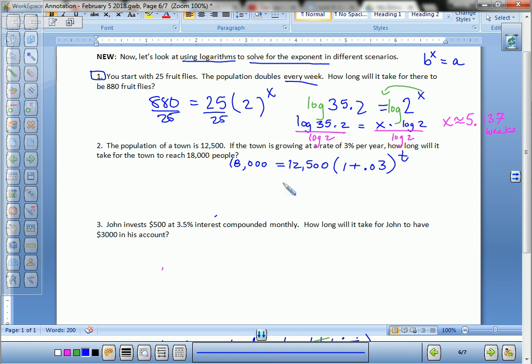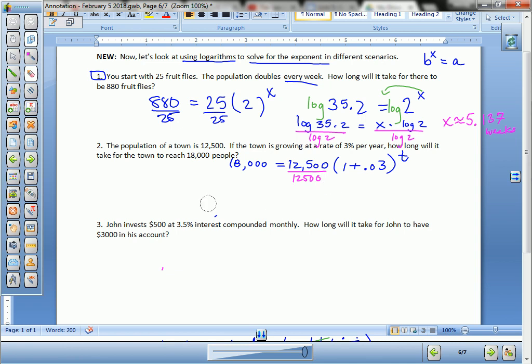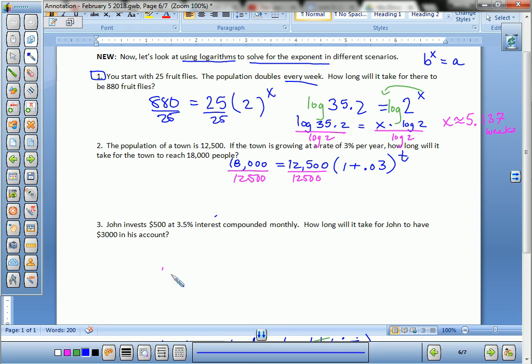All right. So what do we do? Divide by 12,500. Yes, you do. Once you get it here, they all work the same. It's just coming up with the equation. Don't give it extra zeros either. That's always bad. Okay, so if I take 18,000 and divide by 12,500, I get 1.44. That's not bad. You can write 1.44 equals 1.03 to the T.